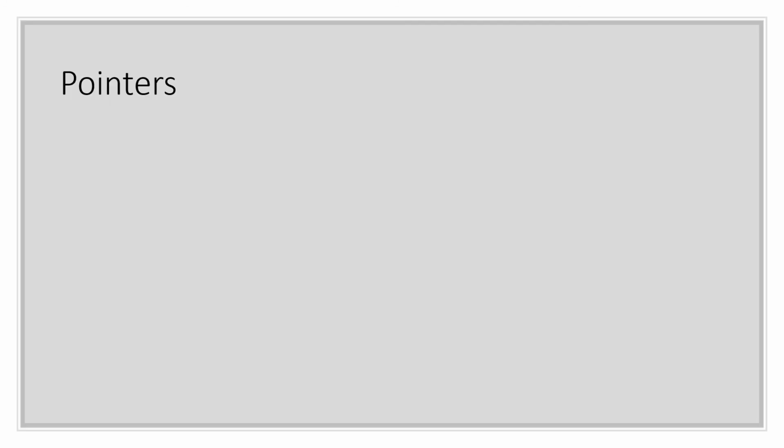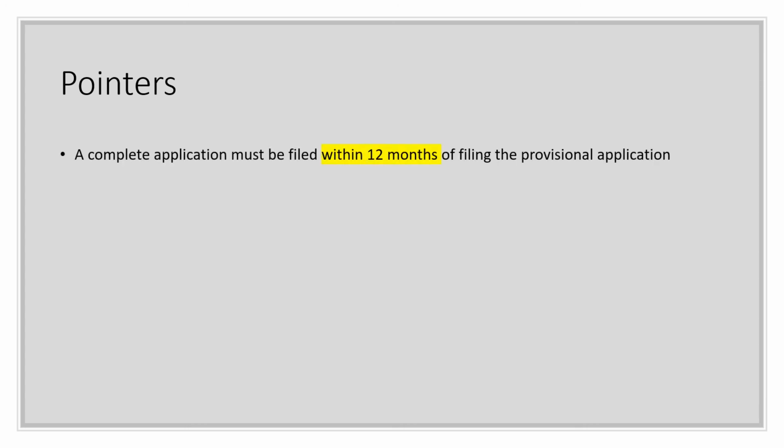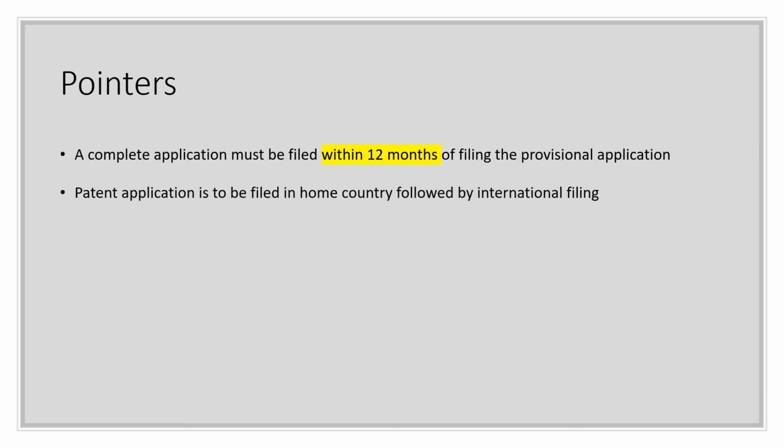We are now in the last leg of this video, and I would like to close off with a few pointers for your benefit. The first one is, always remember that even if you decide to file for a provisional application, it can be converted to a complete application within 12 months of the initial date of filing. Inventors are always recommended to file for a patent in their home country first before considering an international filing.